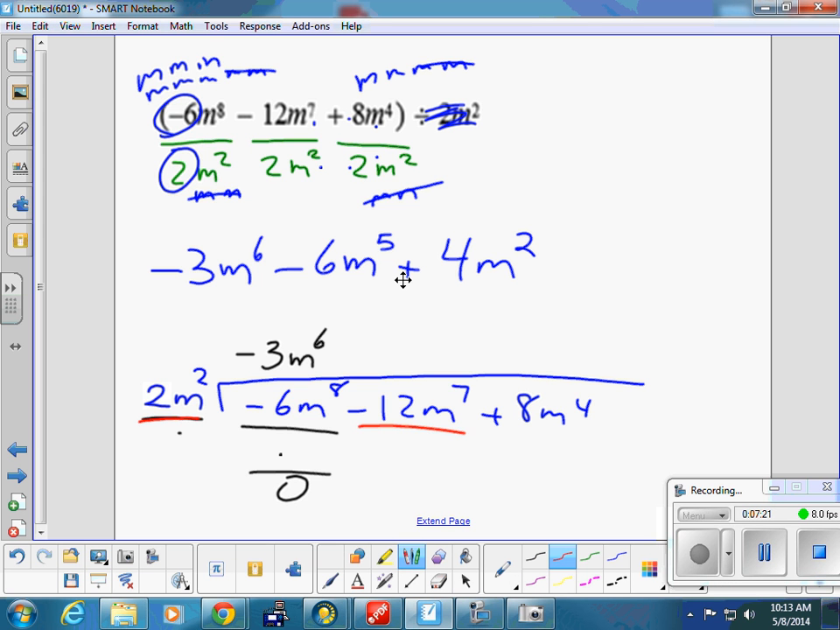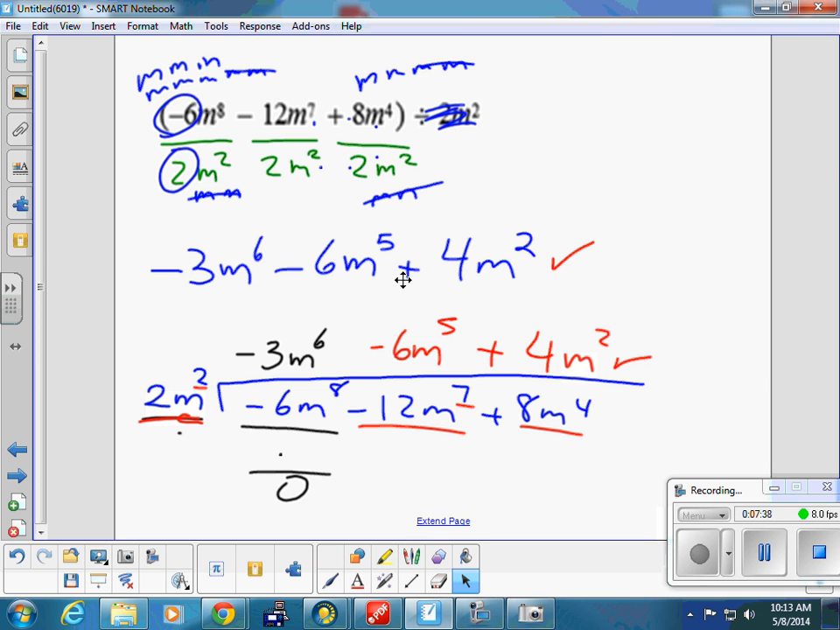What times this is this? Well, it's negative 6m, and I need 7, and I have 2, so I got to put a 5 there. And then the last one, 2 to get 8 is 4. m squared to get m^4 is m squared, and we have the same answer as before.